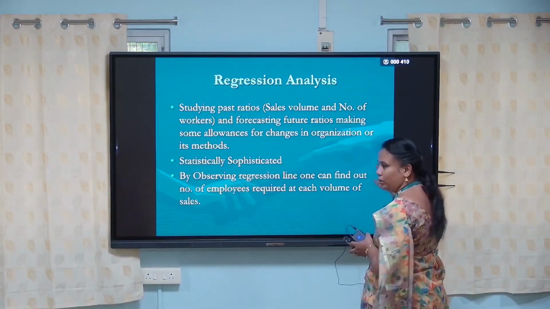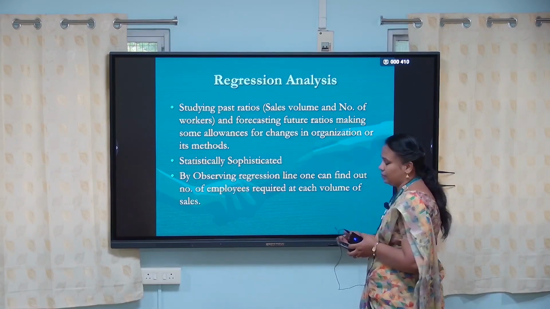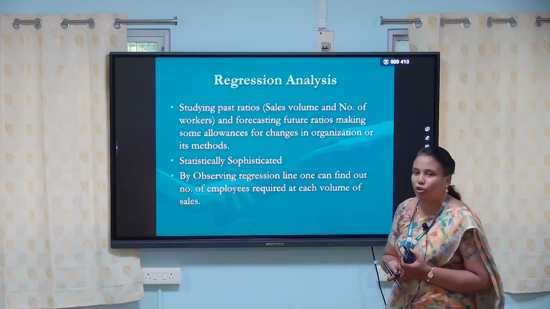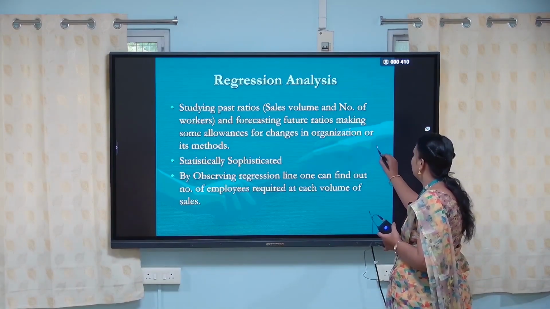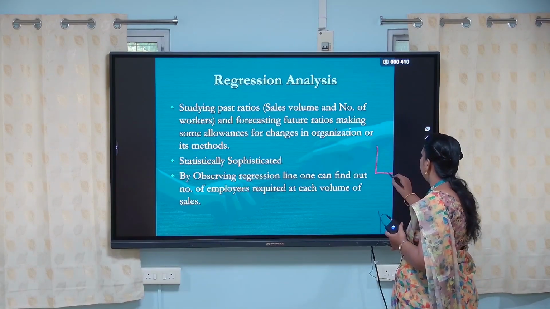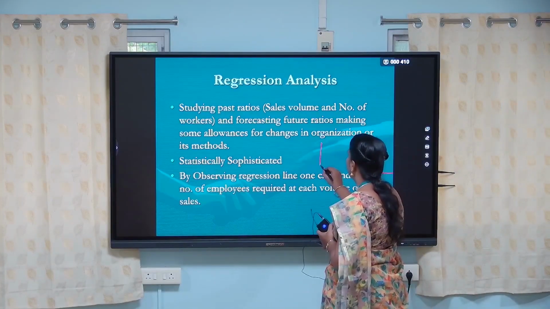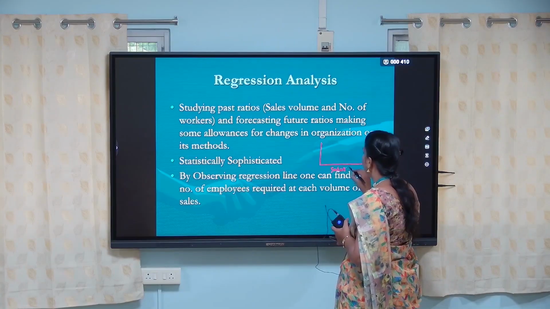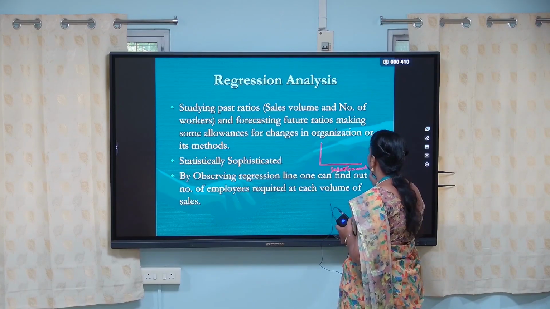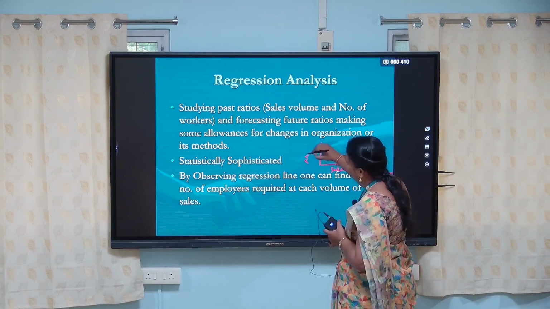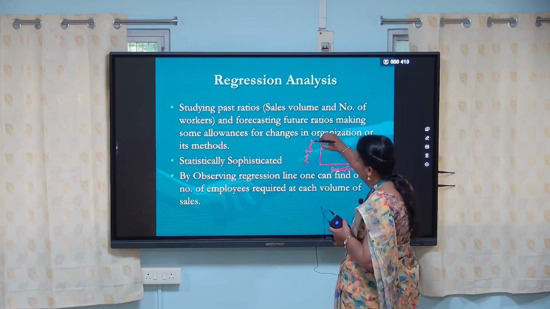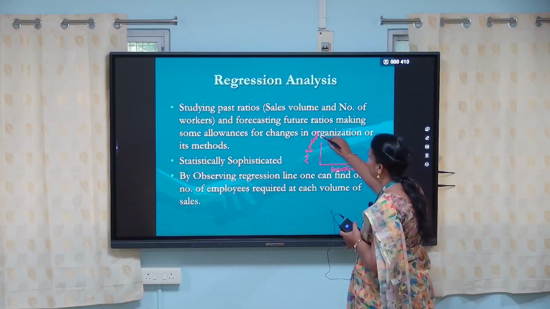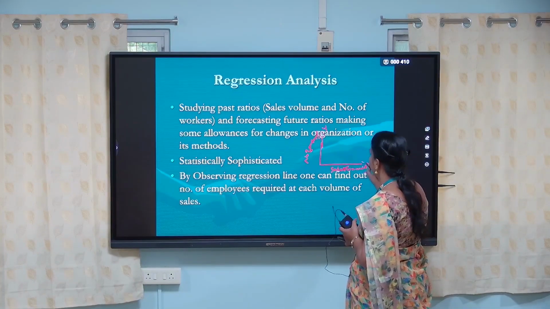I can show you by drawing the regression line. See, this is the y axis and this is the x axis. Sales in units here, and number of employees on the y axis. I hope you understand, this is number of employees and this is y and this is x.